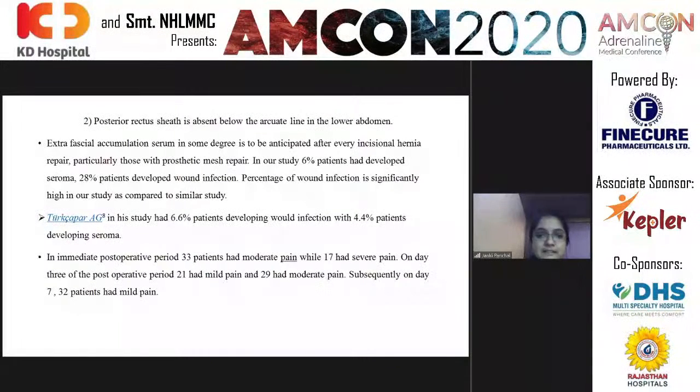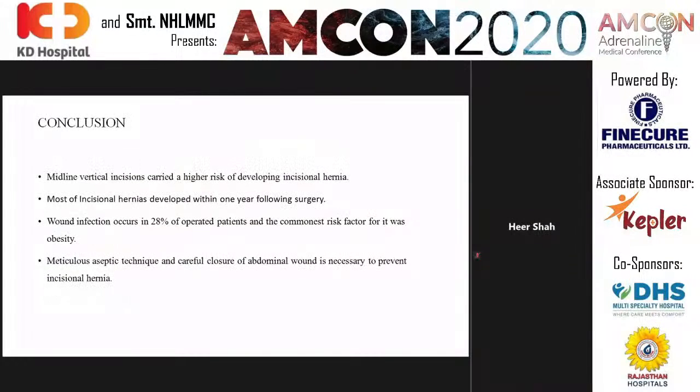In my study, 28% of patients had a wound infection and 6% had seroma. Compared to similar studies, my study had a higher rate of postoperative wound infection, but a comparable rate of seroma. In the immediate postoperative period, 33 patients had moderate pain and 17 had severe pain, which decreased subsequently as days passed.